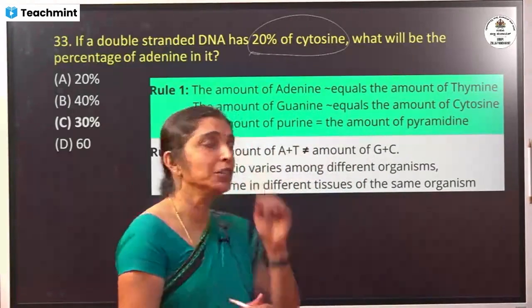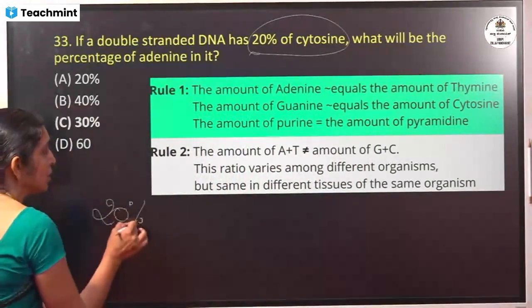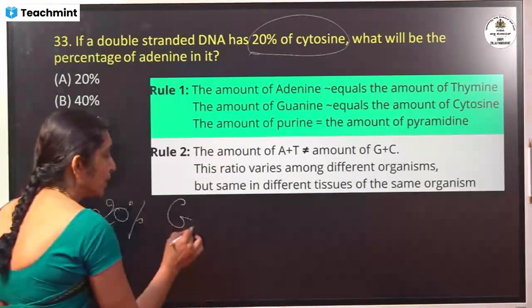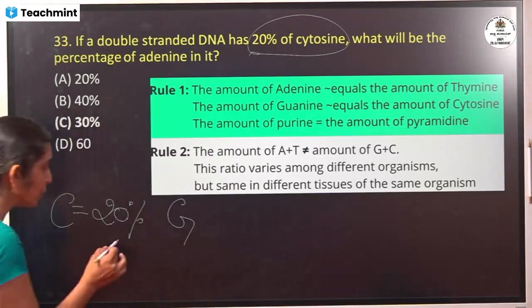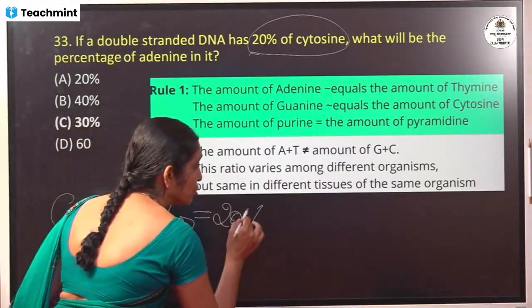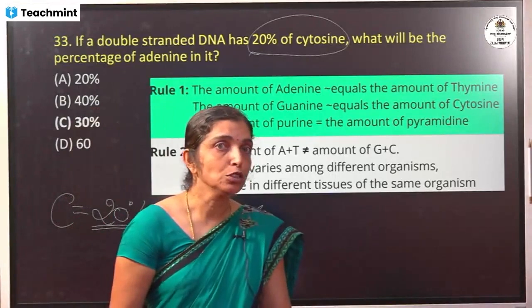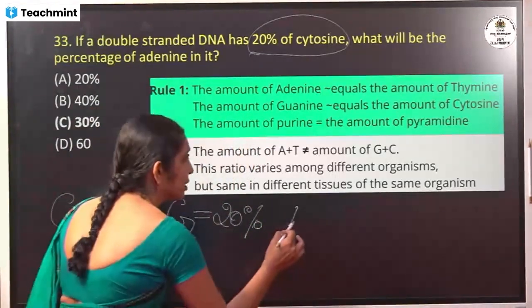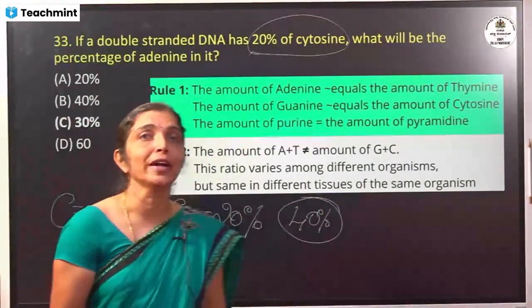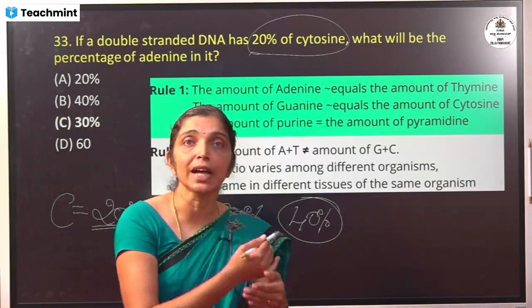For example, we know that cytosine is 20%. Cytosine always binds with guanine. So if you have 20% of cytosine, then definitely the guanine percentage is also 20. So 20 plus 20 is 40% of cytosine and guanine itself you have. Now what is the percentage of adenine and thymine you have? The remaining 60% is distributed between adenine and thymine.